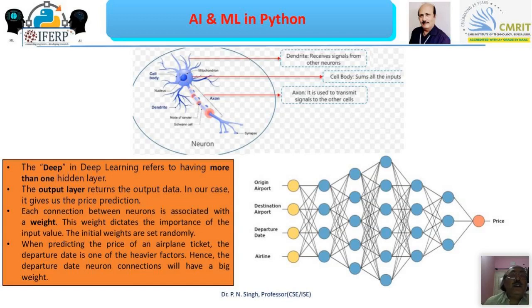I have given that it works like the brain, so some terms of the brain are taken here, and like that the different hidden layers are given, and the output layer returns the output data. In our case, it gives the price prediction, what will be the predicted price. Suppose the origin and destination airports, departure date and air time are the input data. In all the hidden layers, the different routes, different flights, costs and discounts are computed. And finally, what price should be there for that particular source to destination airfare.